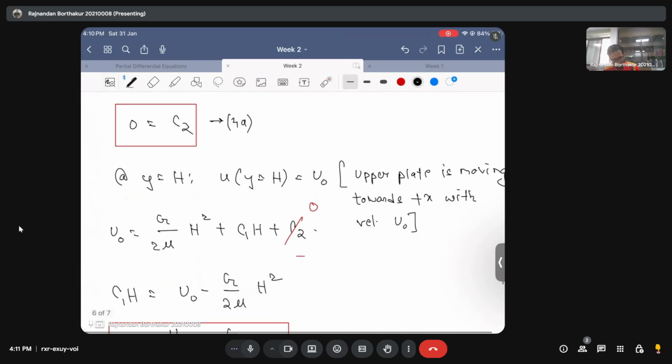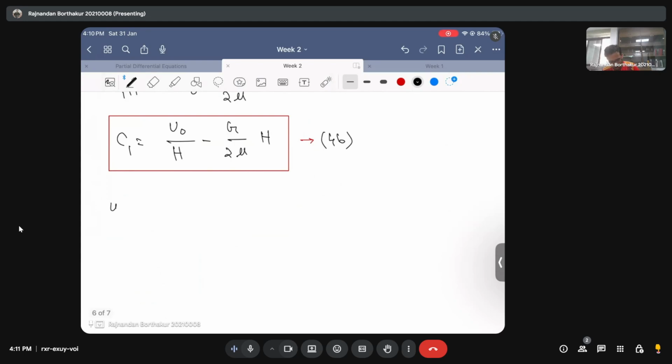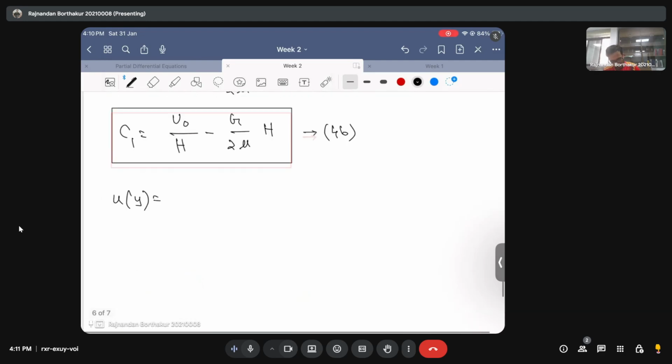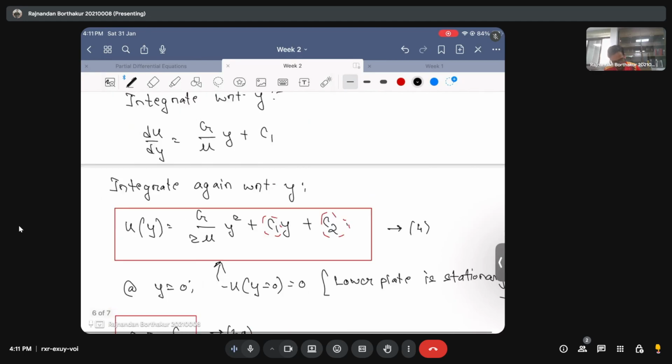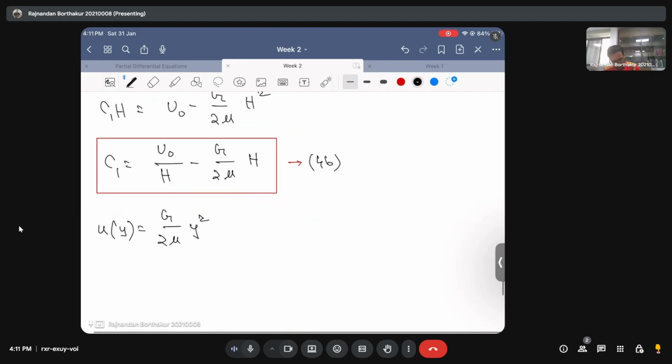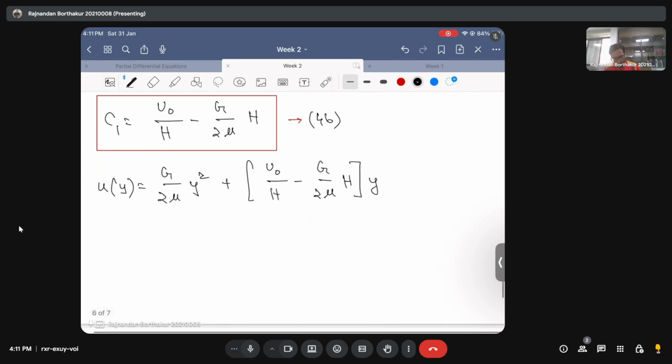Then what we will get is u as a function of y is equal to g by 2 mu y square plus C1 y. So my C1 is equal to u naught by h minus g by 2 mu h times y. This is C1, and C2 is anyway equal to 0.